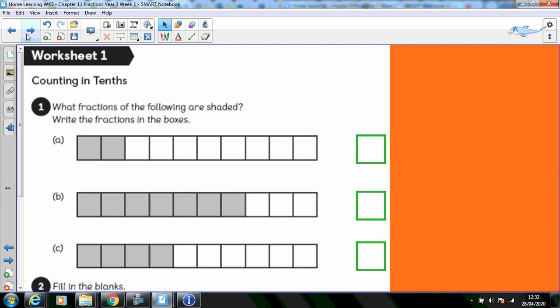Okay, worksheet 1. Let's have a little look before we start. Question 1. What fractions of the following are shaded? Write the fractions in the boxes. Okay, so we've got one whole bar split into 10 equal pieces. So each piece is 1/10. Can you write this as a fraction for the number of pieces that are shaded? Pause the video while you complete question 1.